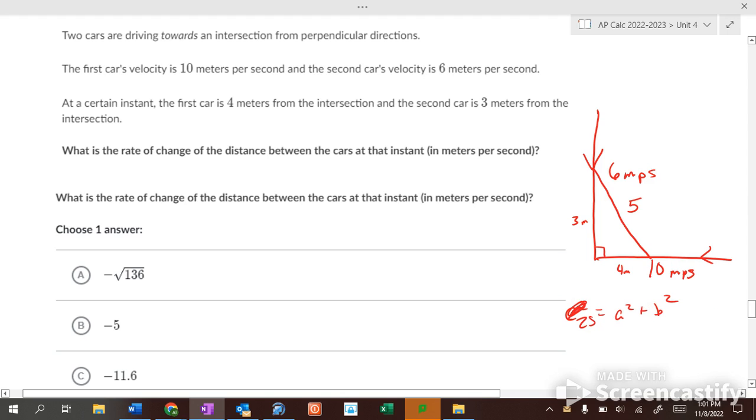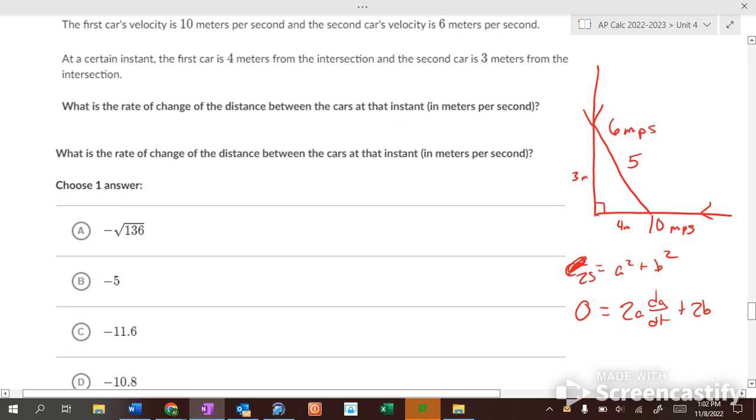So when you take the first derivative of 25, you get 0 equals 2a dA/dt plus 2b dB/dt. Come on, Mr. Bierschbach. That's horrible. 2b dB/dt. All right. So 0 equals 2. A is 10. And then we got 4. Or 4 and then 10. Yep. Plus 2 times 3 times 6.